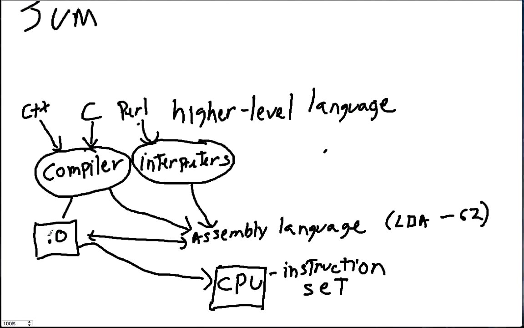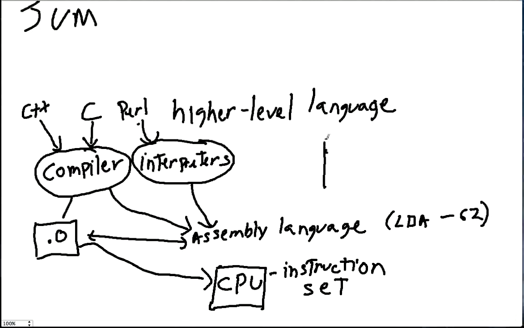So compiled programming languages are faster because once you get the assembly language file, you don't have to redo that first step every time. You just do it once and you're done. Okay, so those are compilers and interpreters.